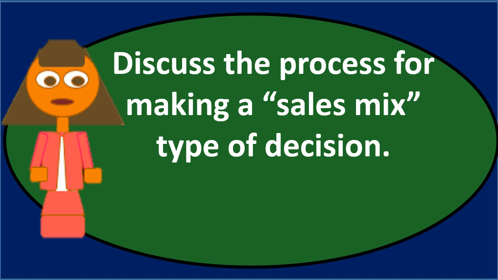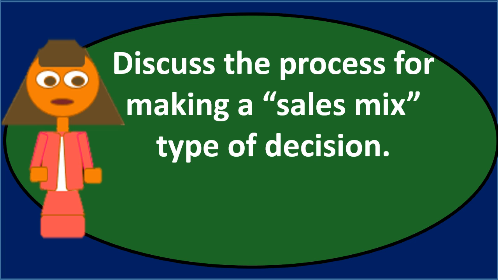In this discussion, we will discuss the question: discuss the process for making a sales mix type of decision. If we see a discussion question like this or an essay question like this, our goal is typically to expand on the answer, being more likely to pick up what is looked for in an essay question and therefore pick up points.